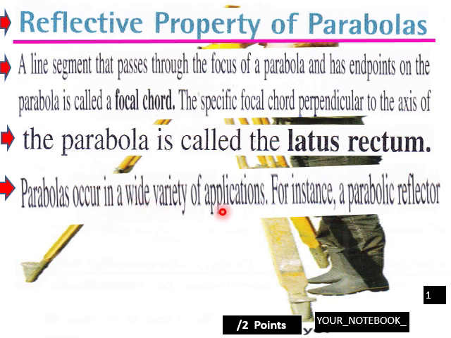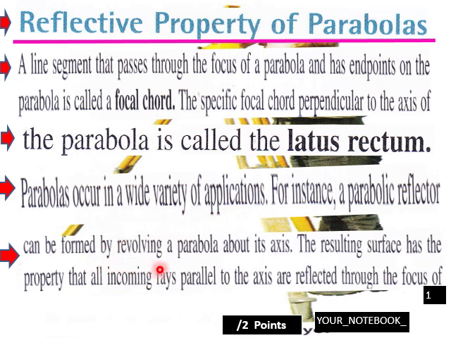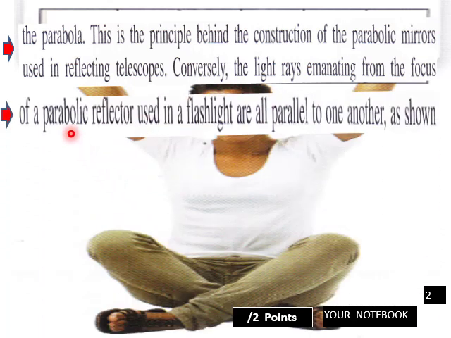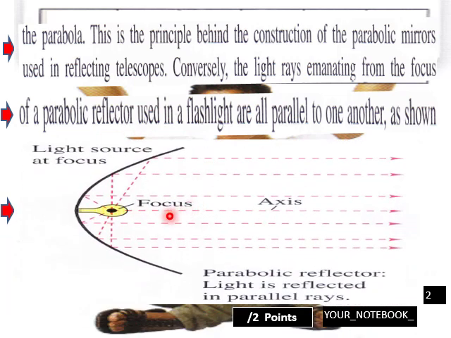Parabolas occur in a wide variety of applications. For instance, a parabolic reflector can be formed by revolving a parabola about its axis. The resulting surface has the property that all incoming rays parallel to the axis are reflected to the focus of the parabola. This is the principle behind the construction of parabolic mirrors used in reflecting telescopes. Conversely, the light rays emanating from the focus of a parabolic reflector used in a flashlight are all parallel to one another as shown here.